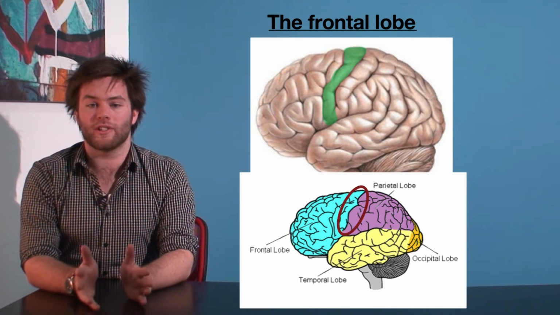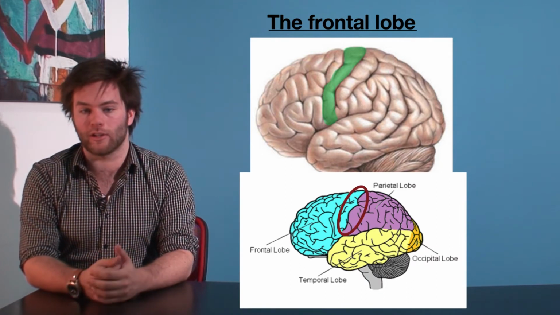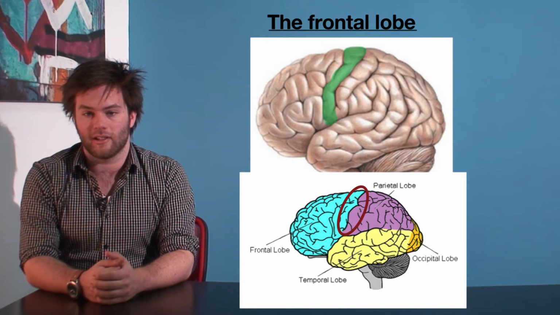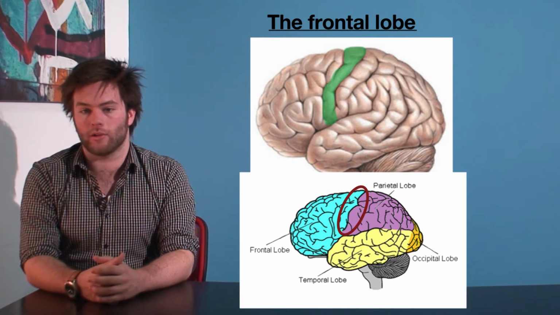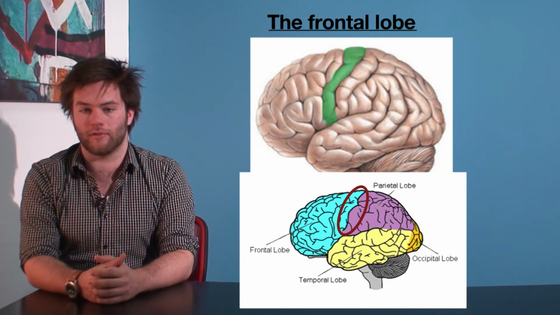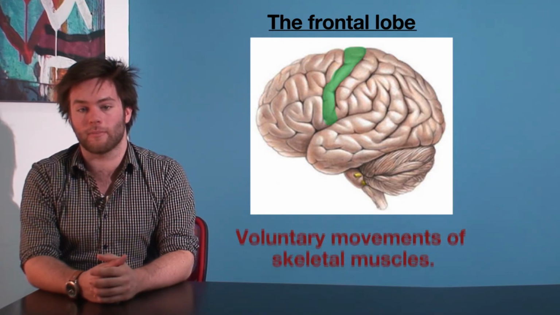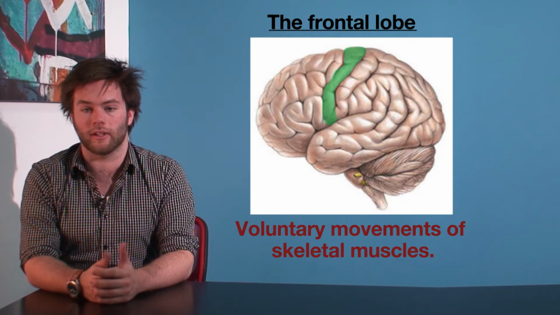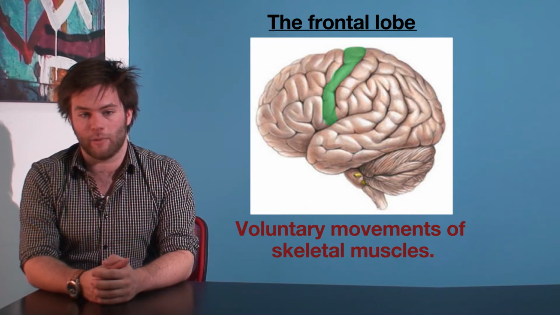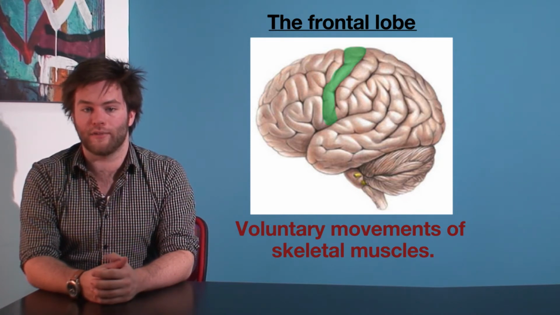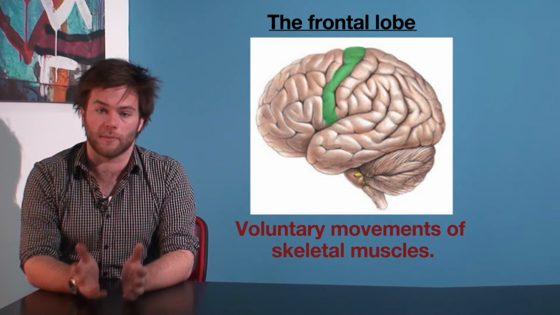We'll call the division between the frontal lobe and the parietal lobe the central fissure, so we can say that the primary motor cortex is just to the left of the central fissure. In particular, the primary motor cortex is responsible for voluntary movements of skeletal muscles. Within the primary motor cortex, different areas are responsible for different parts of the body.